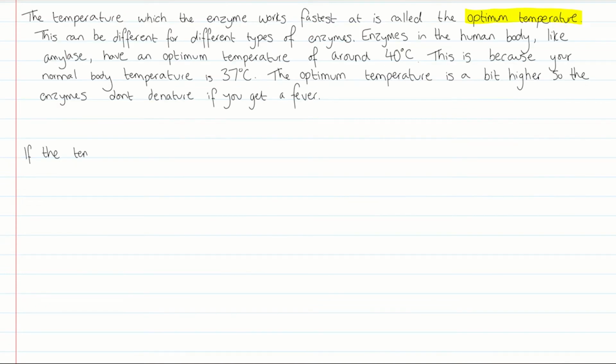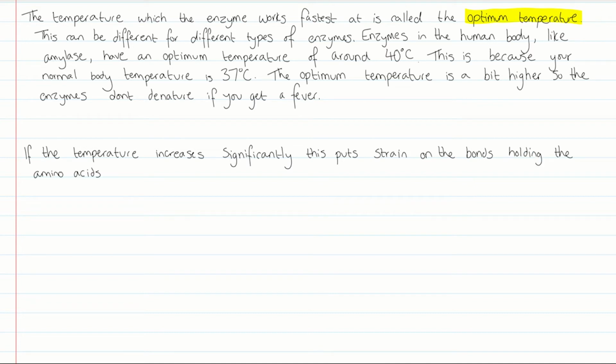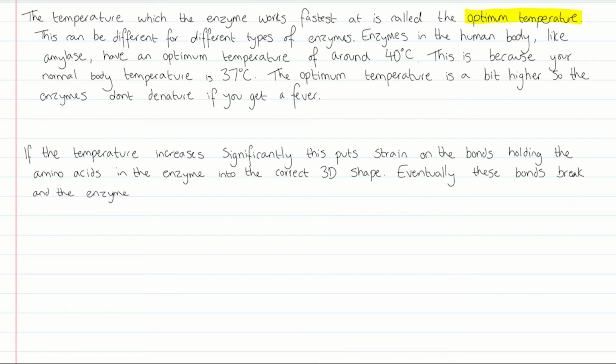If the temperature increases significantly, this puts strain on the bonds holding the amino acids in the enzyme into the correct 3D shape. Eventually, these bonds break and the enzyme changes shape. The enzyme is denatured.